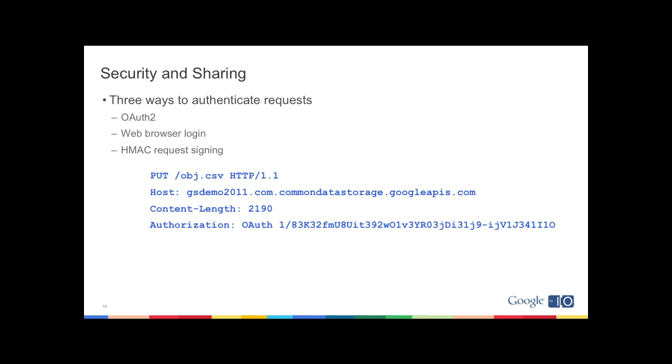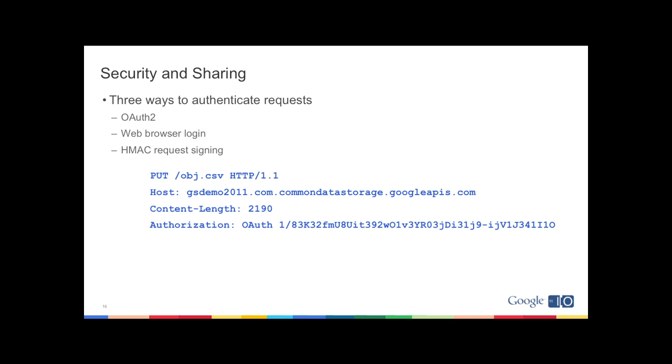Now moving on, I want to talk about security and sharing, starting with authentication. There are 3 ways to authenticate requests. OAuth2, which is the newest one we're introducing today, and I'll get to that in more depth later. Web browser login, which basically means once you've logged into any Google service, that set of credentials can be used to access controlled content from Google Storage. So that's pretty convenient. Once you're logged into Gmail, for example, you can also get to your Google Storage. And finally, HMAC-based request signing. This is an authentication mechanism that depends on a shared secret between you and Google Storage.